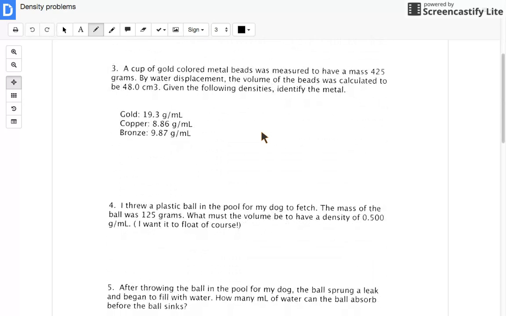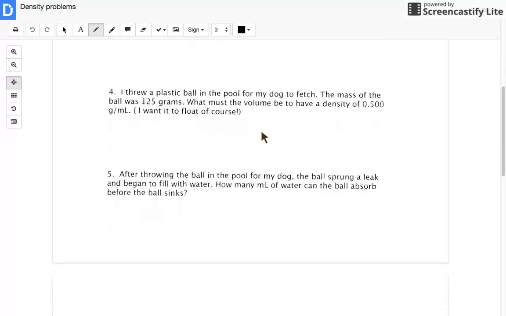Number three, straightforward. Once again, it gives you the densities. You'll need to calculate the density equals mass over volume. Number four relates to number five. It says, I threw a ball into the pool for my dog to fetch. The mass of the ball is 125 grams. What must the volume be to have the density of 0.5 grams per milliliter?